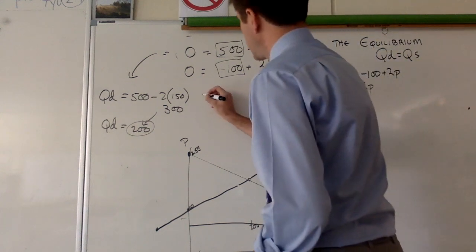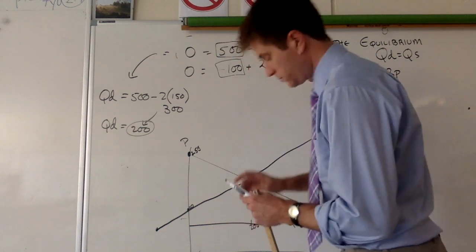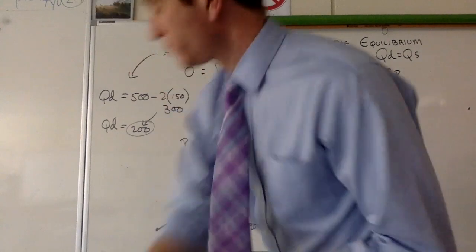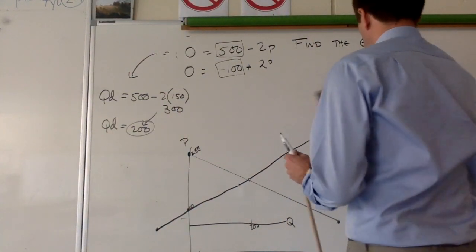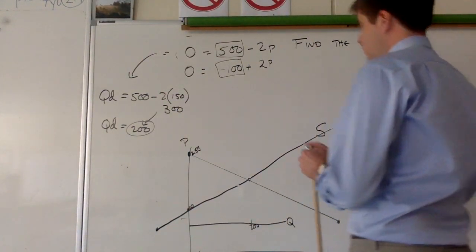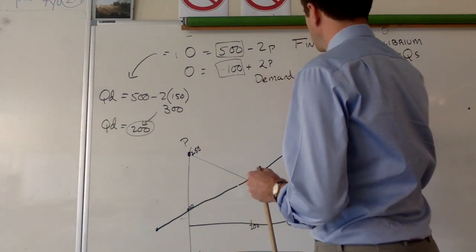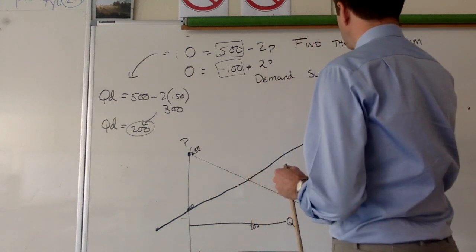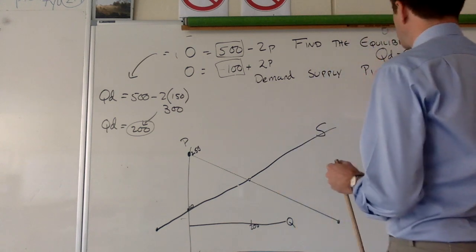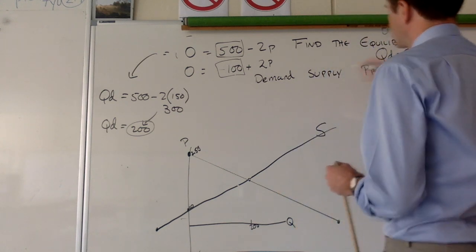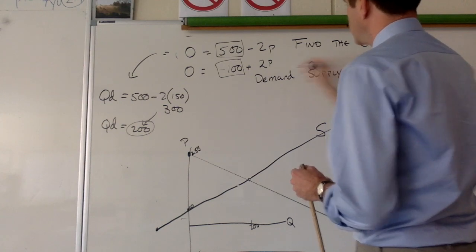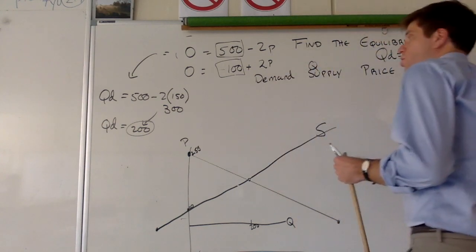So we essentially can create a chart here that has demand, supply, and price. This is actually quantity supplied and quantity demanded.